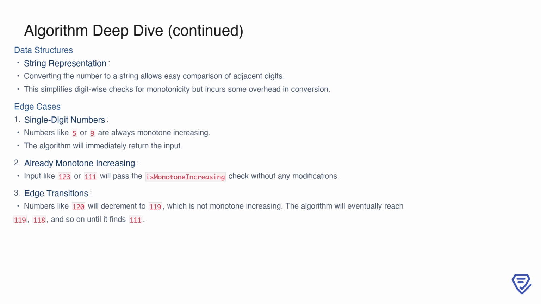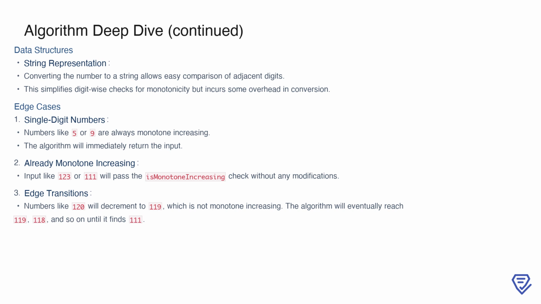The data structures used in the brute force approach are straightforward. Converting the number to a string is key, as it allows us to easily access and compare adjacent digits. This simplifies the process of checking for monotonicity, but it does introduce some overhead due to the conversion process.